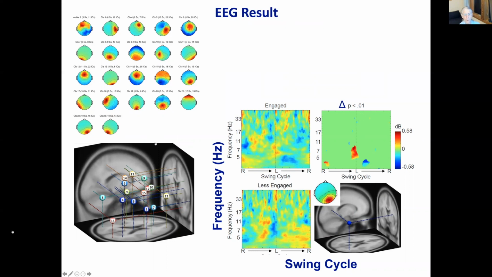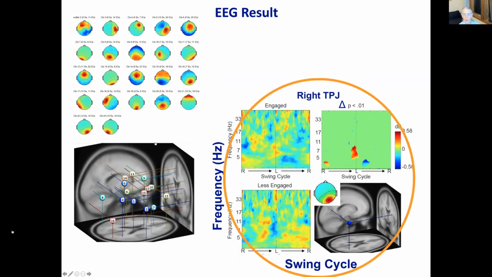So we looked at which of these source clusters showed a difference between the more engaged and the less engaged condition. And we found there was really only one. It was in the region of the right temporal parietal junction. And you see here there are theta bursts at the beginning and the end of the dominant direction swing in the more engaged condition.